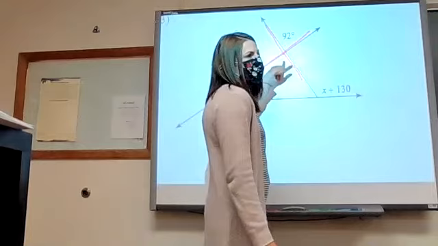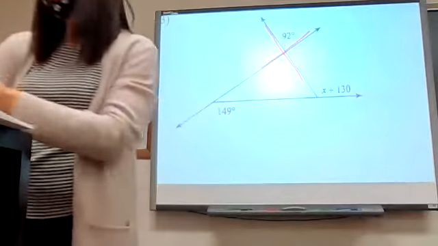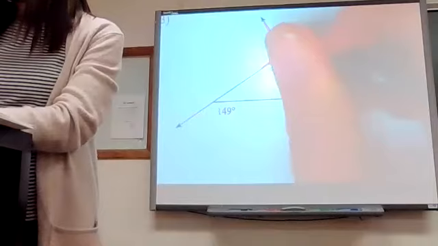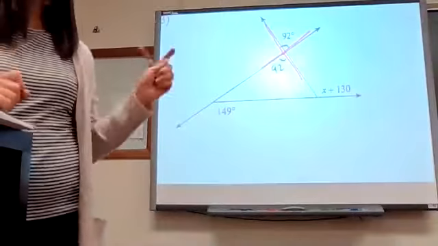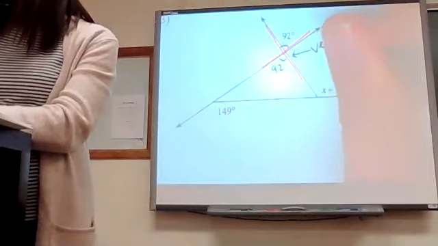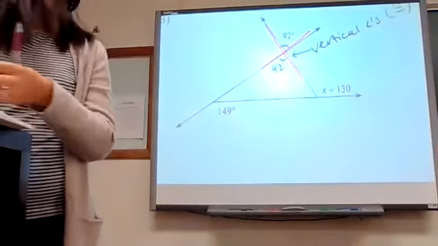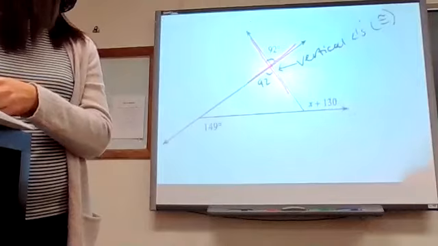And I know that vertical angles are congruent. So I'm going to use that to fill in that this angle must also be 92. Okay, that these are the same angle measurement. So it's using that relationship. These are vertical angles, which are congruent. And you'll see some of these in the homework as well.